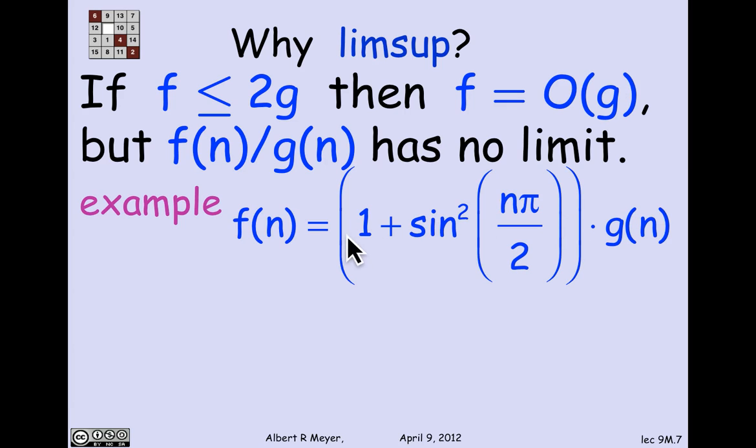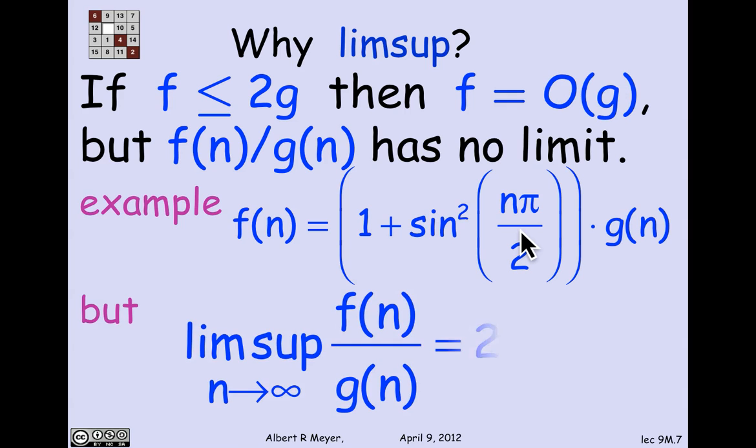So this is an expression which, as n grows, alternates between the values 1 and 2. And I'm multiplying g of n by this factor that's either 1 or 2, but the limit of f of n over g of n does not exist. It's alternating between 1 and 2. On the other hand, the limsup of f over g is 2, which is finite, and therefore, according to the limsup definition, indeed, f is O of g.